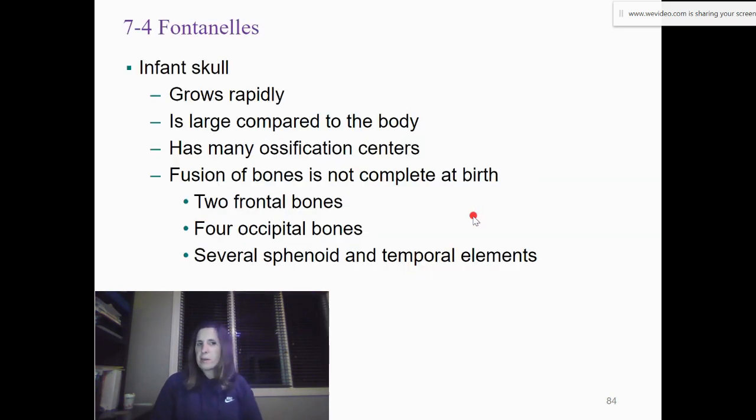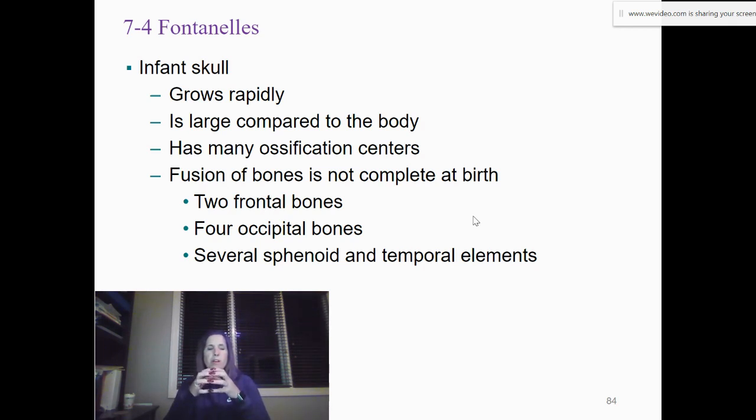While I'm on this, I will go over the fontanelles. The infant skull. Baby skulls, they grow rapidly. And if you look at a baby's head, it's really large compared to the body. There are many places where it ossifies. And fontanelles are what's left over when the bones are fusing together, you see that suture. Okay, it's not complete at birth.